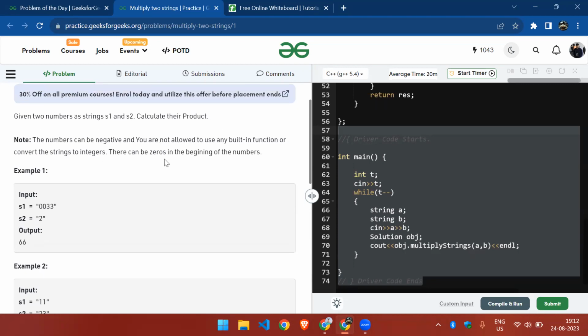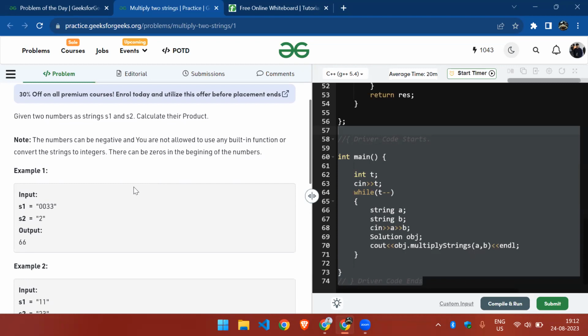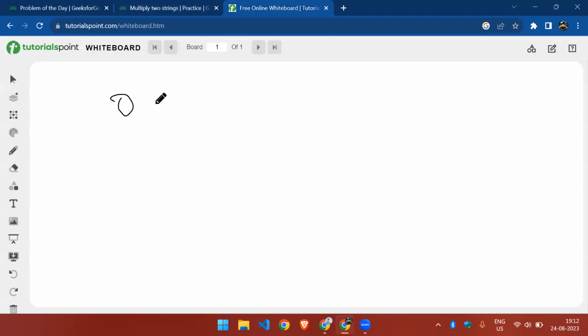So we have to come up with such an algorithm which can multiply these two strings which contain integers and get the result. So for example, we have been given 0033, and we have to multiply it with 2, right?